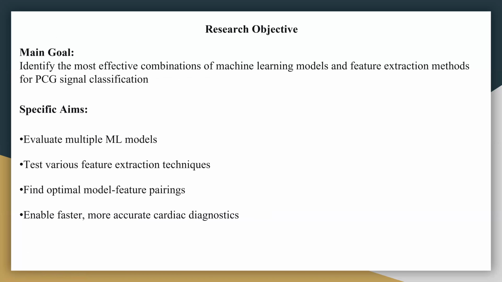The specific aim of this work is to evaluate multiple machine learning models, test various feature extraction techniques, and find the optimal model and feature pairing to enable faster, more accurate cardiac diagnosis.